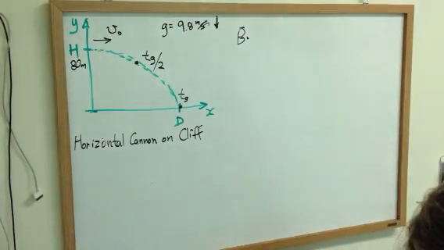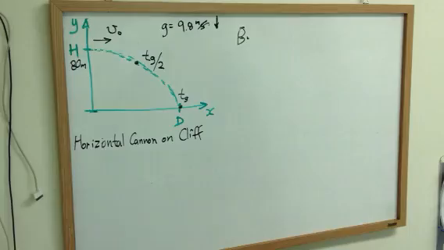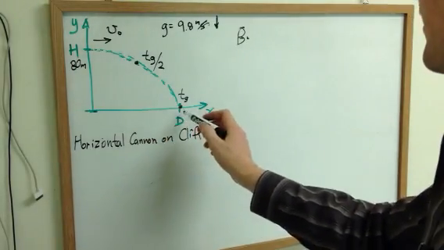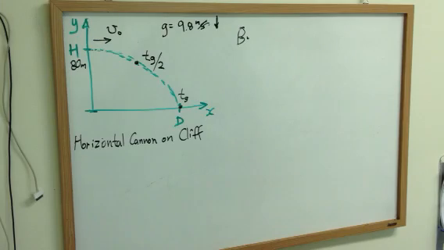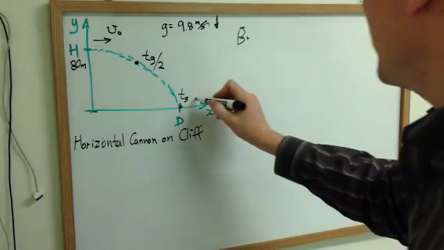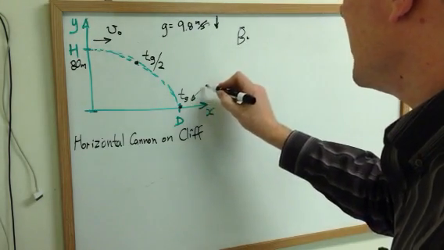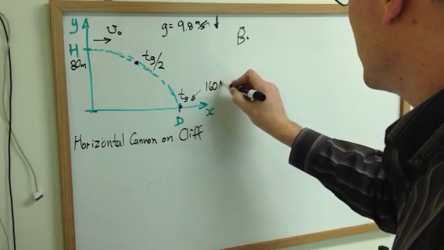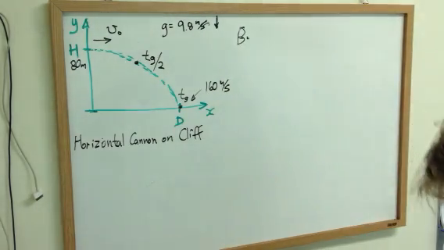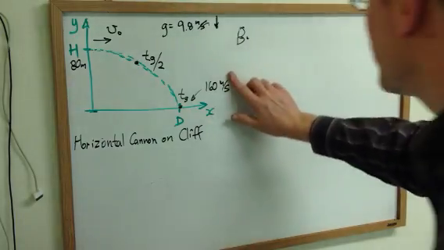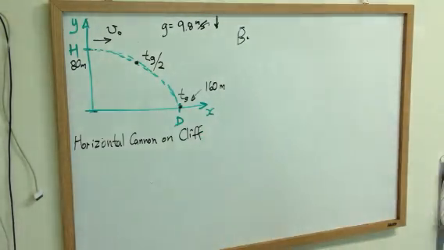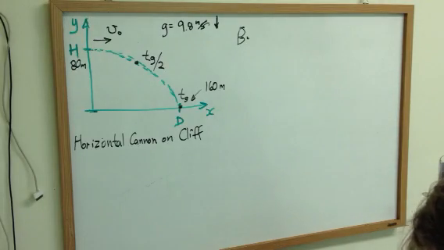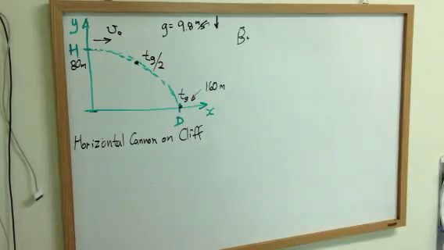Part B asks, given that you know it lands way out at D, and then it might give you a value. In my case, they tell me that D is equal to 160 meters. The question is, what's this initial velocity?